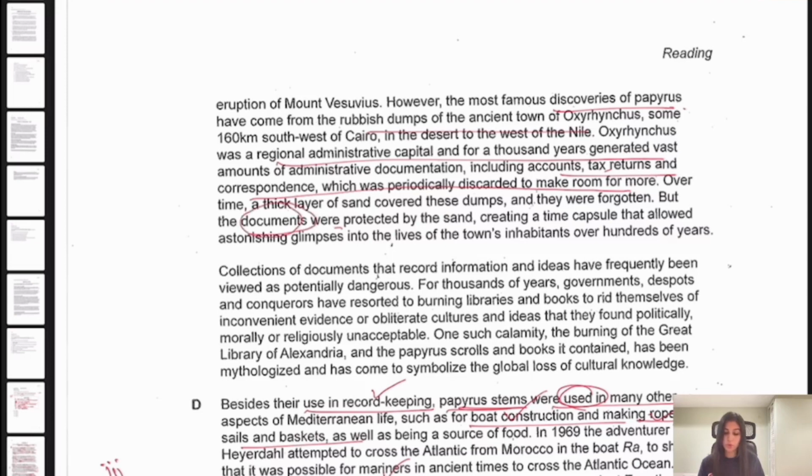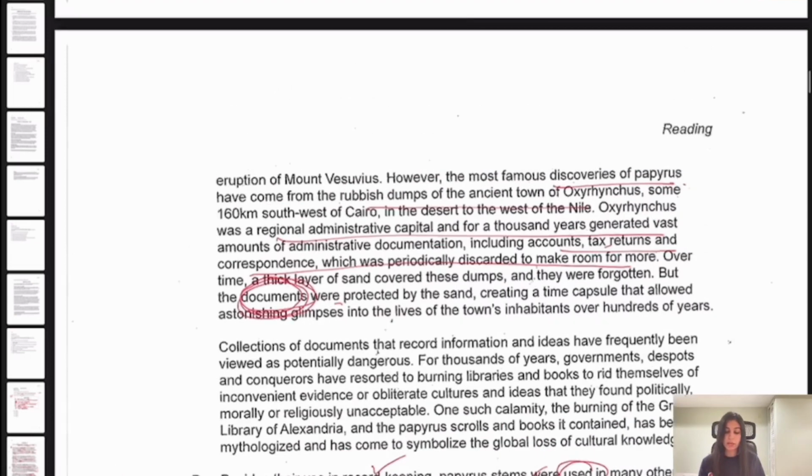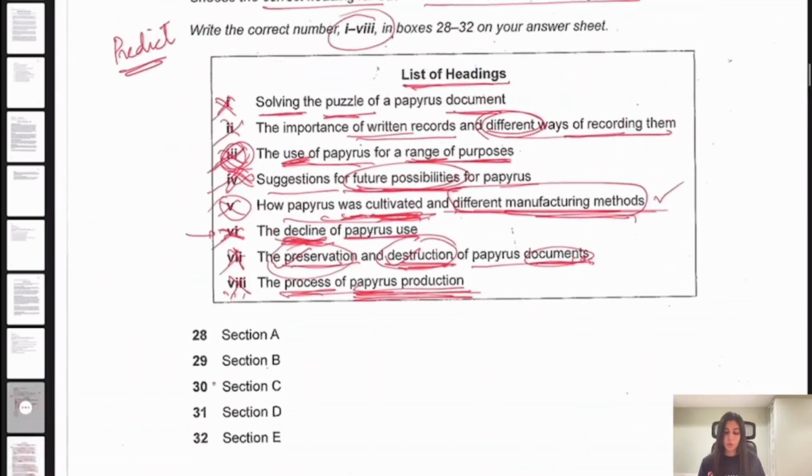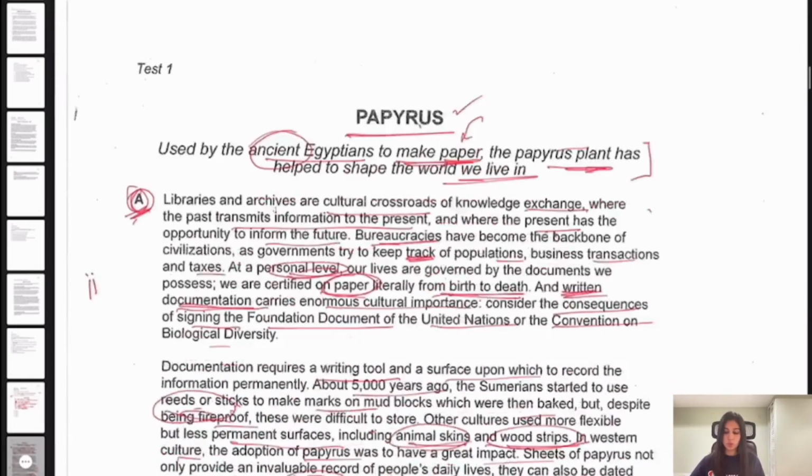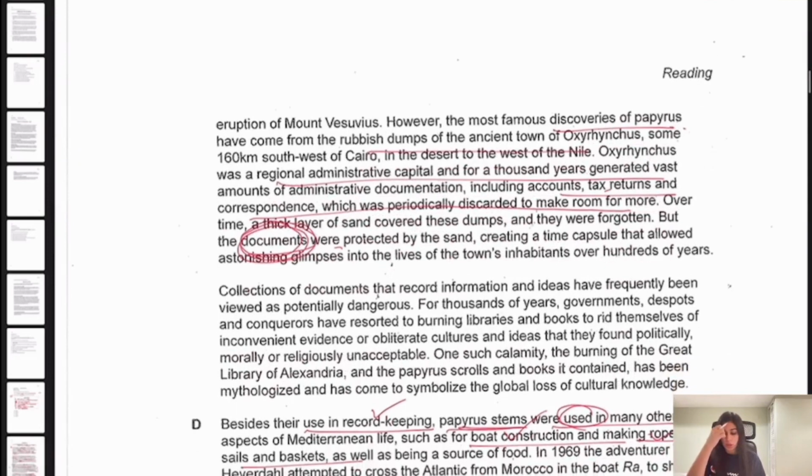Okay, now they're talking about some documents, right? And you've seen in the headings that they've been talking about documents a lot. So there's this first one, solving the puzzle of papyrus document. Then there's another one, the seventh one, which says the preservation and destruction. So maybe one of these two could be the answer. So let's have a look at this again.